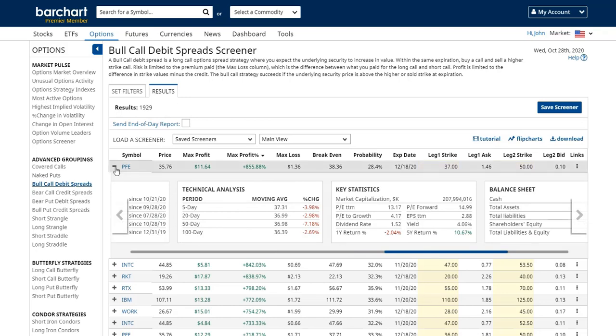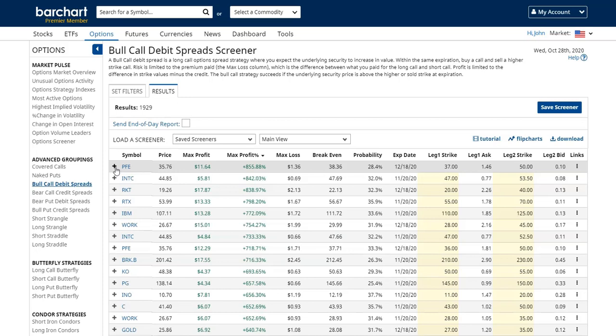So you can go in there very quickly and look at that. The second column is our price. That's the last price of Pfizer. And maximum profit. Again, remember, maximum profit is the difference between our strikes minus our capital outlay. So in this trade, we could have a maximum profit of $11.64.